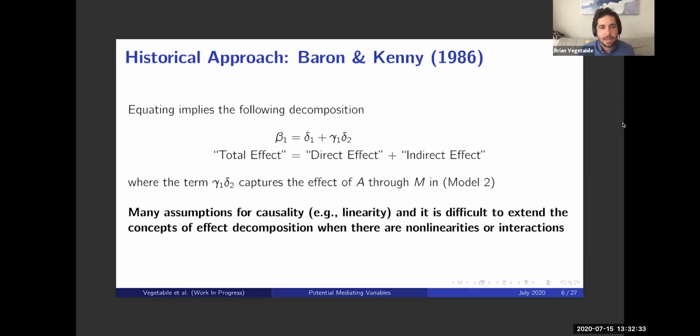that we've talked about a lot today. And the term gamma 1 delta 2 captures the effect of A through M. So this pathwise effect from A through M and into Y.